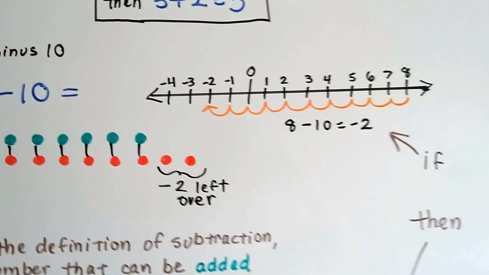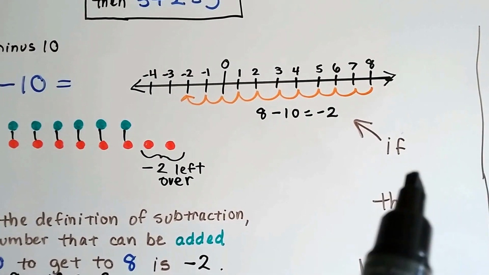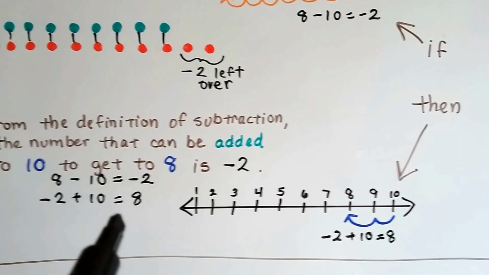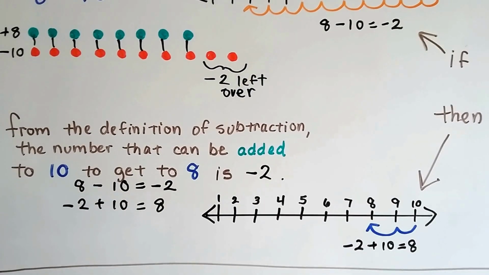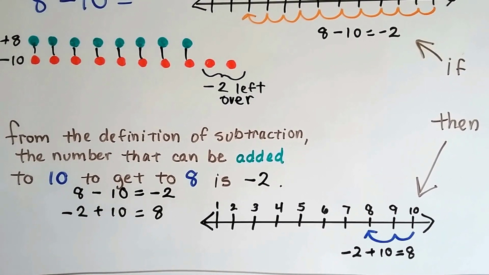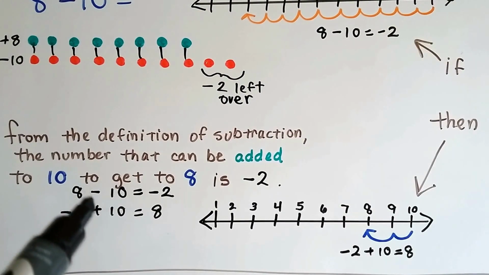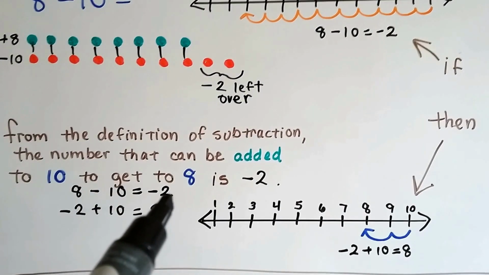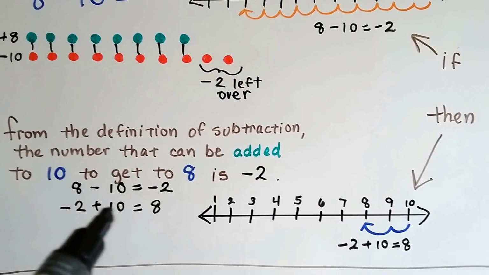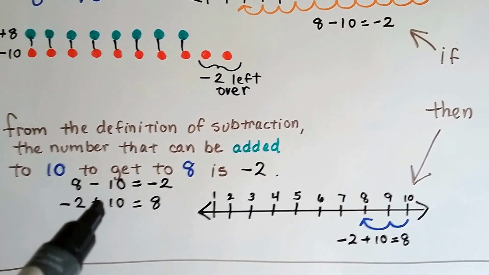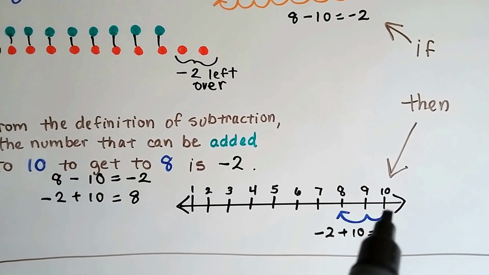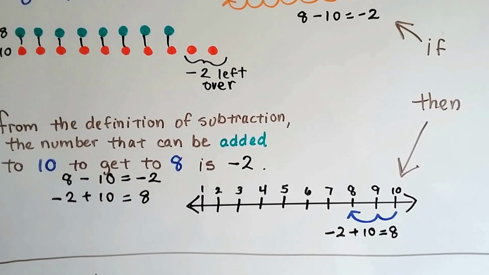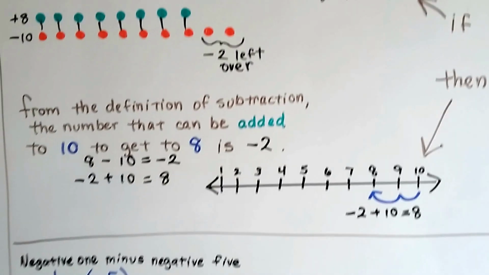See? And if 8 take away 10 is negative 2, then from the definition of subtraction, the number that can be added to 10 to get to 8 is negative 2. So we had 8 minus 10 is negative 2. Let's turn it around. Let's put the negative 2 in front and add the 10. Negative 2 plus 10 is 8. So 10 and a negative 2 brings us to 8. See? It's like a fact family.